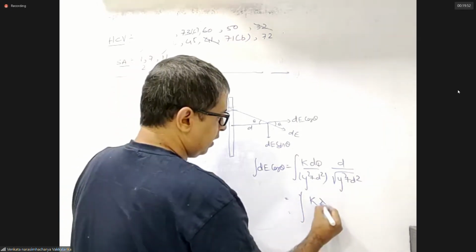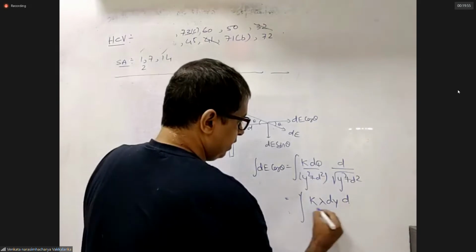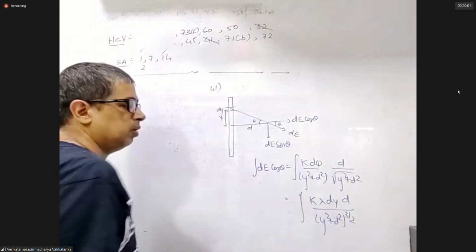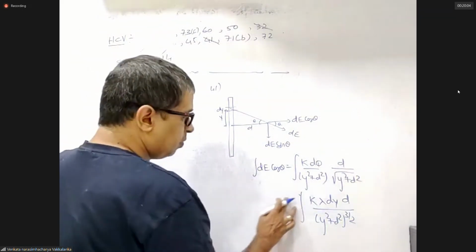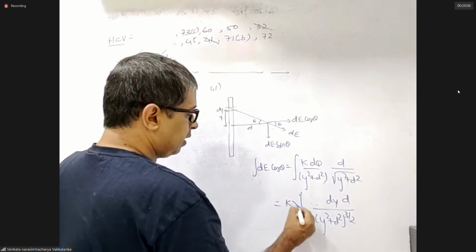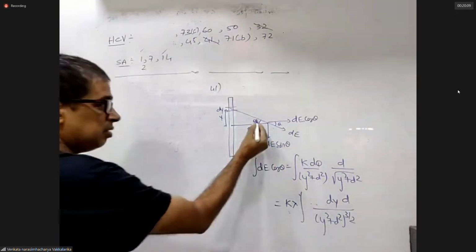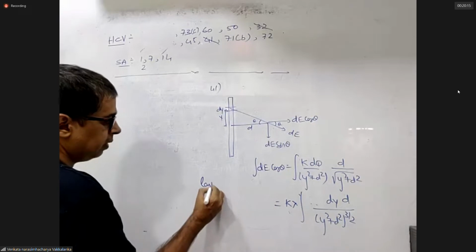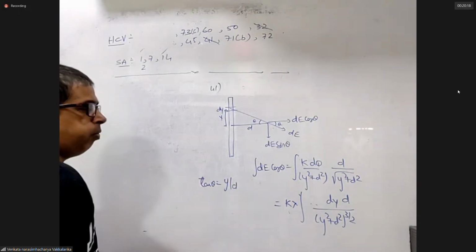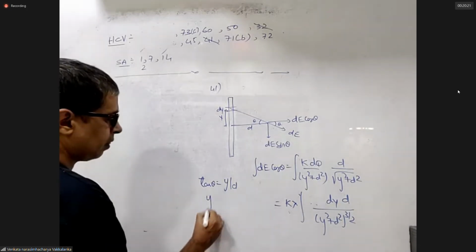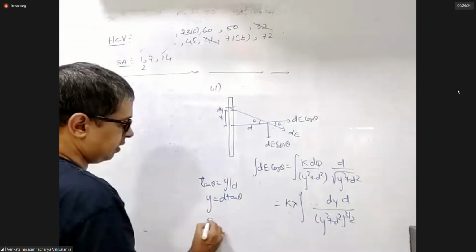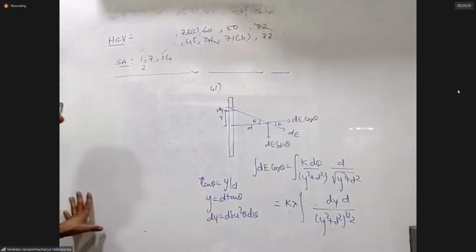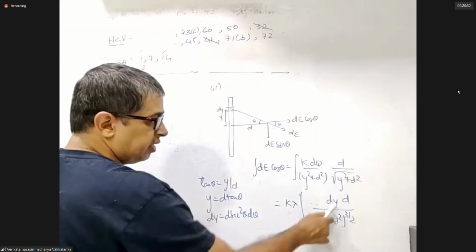Integral of k lambda dy d upon y square plus d square to the power 3 by 2. First, bring k and lambda outside. Convert this in terms of theta. How do you want me to convert that? Tan theta is y by d, so y is equal to d tan theta. dy is d secant square theta d theta. Substitute y is d tan theta.